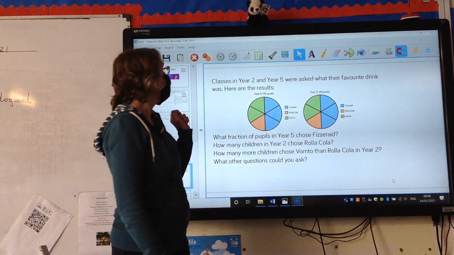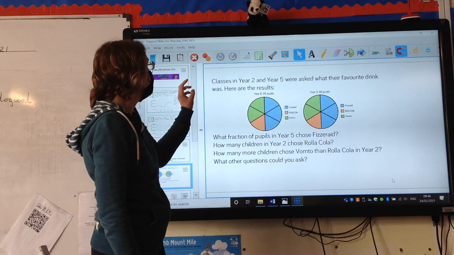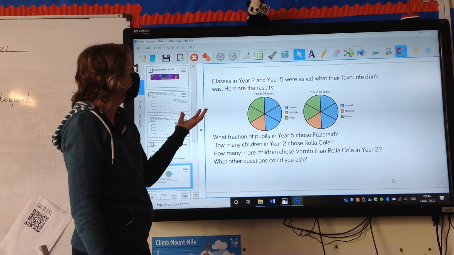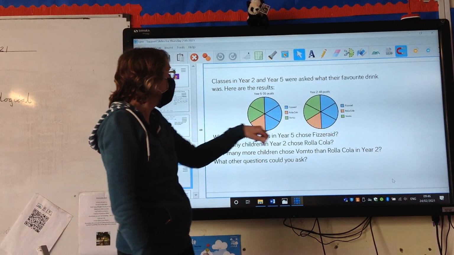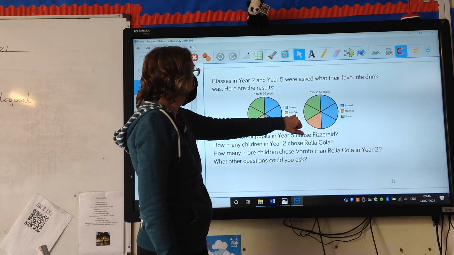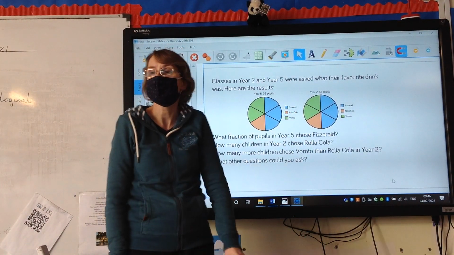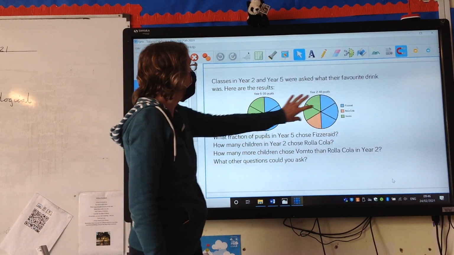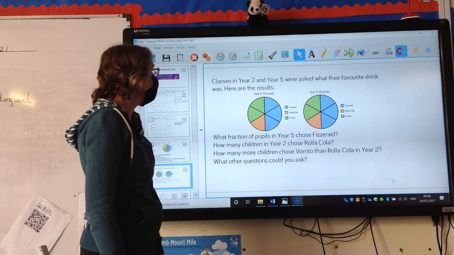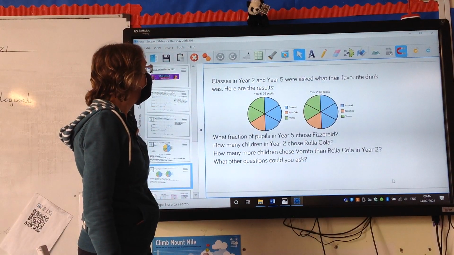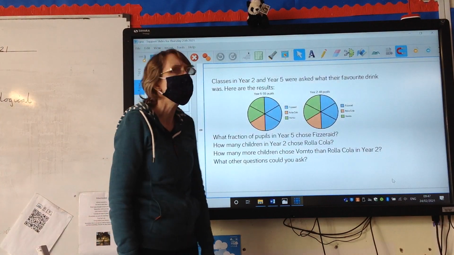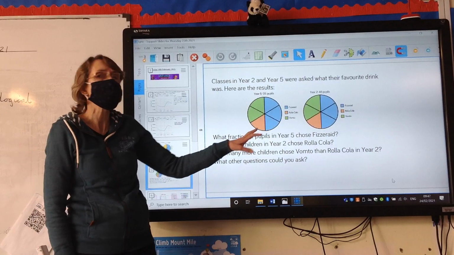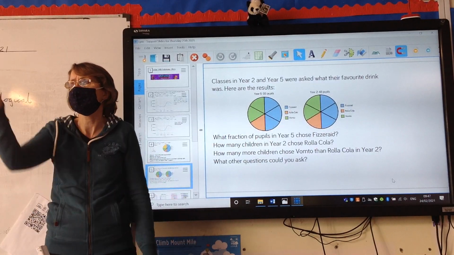So our slide here has two pie charts, class 2 and class 5, who were asked about their favourite drinks, and the choices were Fizz-Aid, Roller Cola and Vomto. Very strange sounding drinks. Bit of a play on words there. So this is year 5 and this is year 2. They look like nice straightforward pie charts, but has anybody noticed anything different about them? At first glance they look very similar.